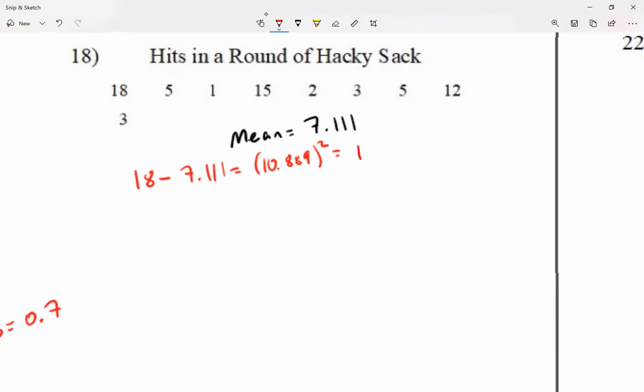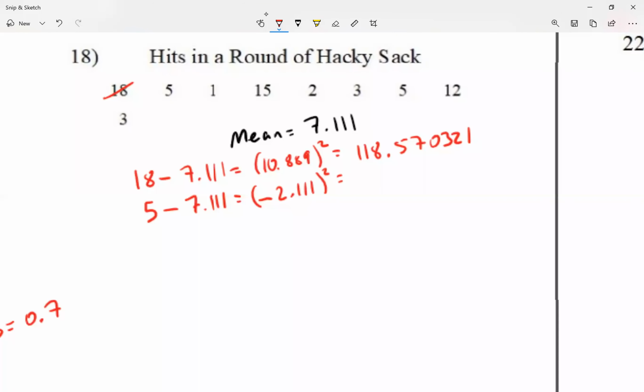And I get 118.570321. Okay, done with my first number. Let me do my next number. 5 minus the mean. So 5 minus 7.111, according to my calculator, is negative 2.111. And let me square this. And I get 4.456321. Okay, let me do it with my next number.